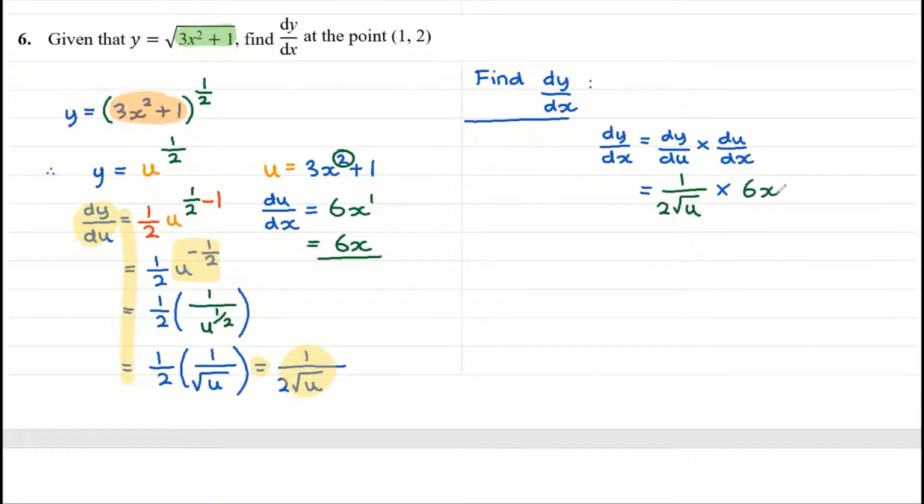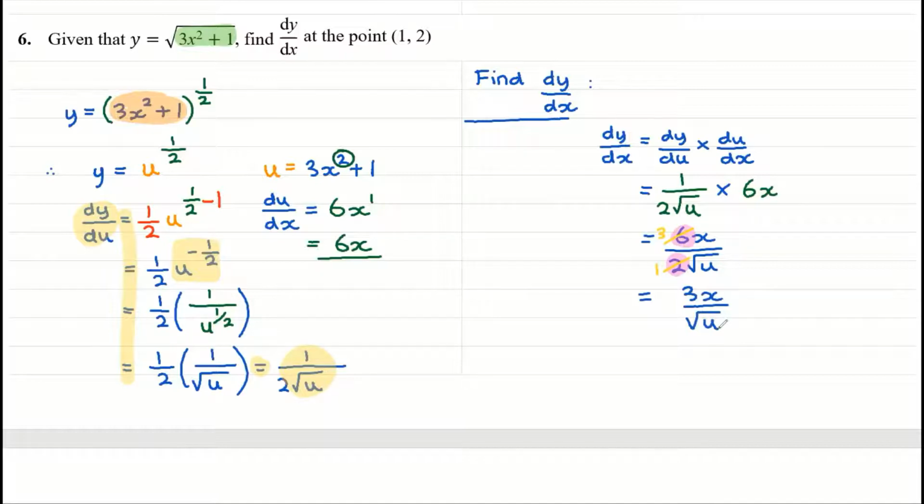Okay, and you can write that as a single fraction. So this is going to be 6x over 2 root u. And if you just look at that, there's a bit of cancellation going on here. We have got 6 in the numerator, 2 in the denominator. That's going to cancel down. So we've got 1 and 3. So again, a bit more simplification. So this is going to be 3x over the square root of u.